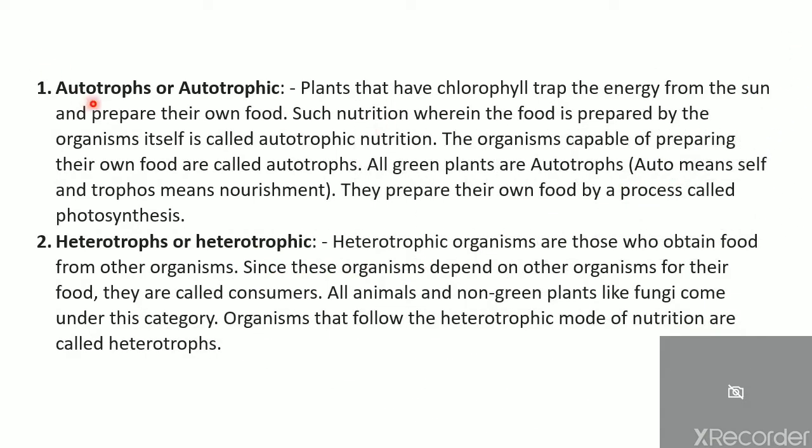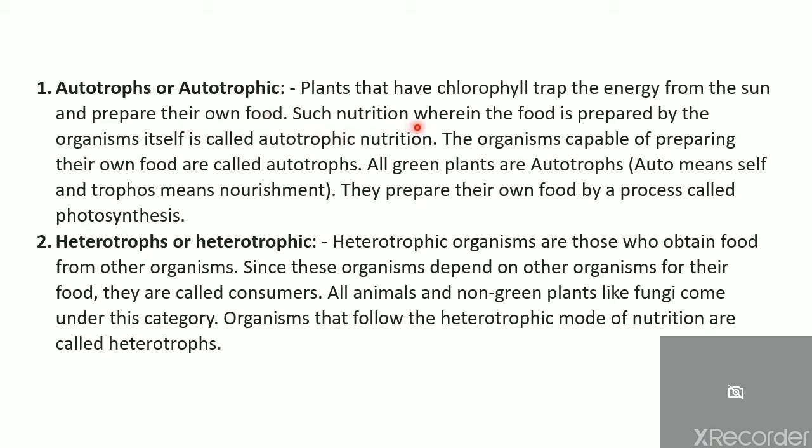First one, that is the autotrophs or autotrophic. So plants that have chlorophyll, be aware that all plants do not have chlorophyll. There are a few plants that don't have chlorophyll, so they cannot synthesize their own food. So the plants that have chlorophyll, they trap the energy from the sun and prepare their own food. And you've already learned what that process is called? Yes, very true. That is photosynthesis.